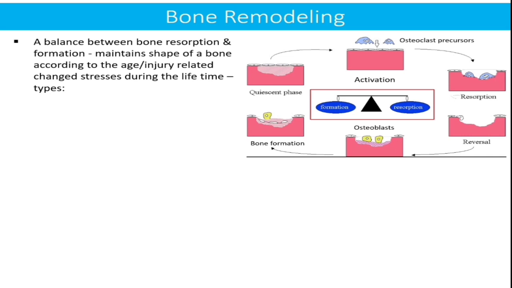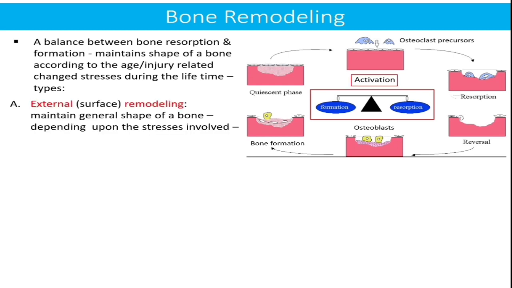Bone remodeling is a balance between bone formation and bone resorption, which maintains the shape of a bone according to the age or injury-related change stresses during the lifetime. There are two types of bone remodeling. Number one is external remodeling and number two is internal remodeling.